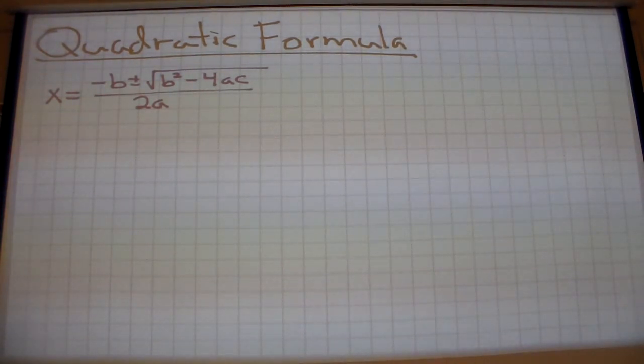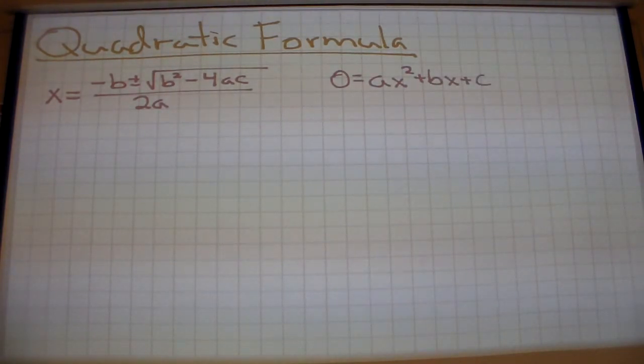What changes is your a, b, and c value. And you get your a, b, and c value from your equation, which is ax squared plus bx plus c. Take a, b, and c, you plug it in. You simplify, you get an answer. Sometimes it'll work out nice, sometimes it won't. Sometimes it'll have no solution, but it gets you the answer.